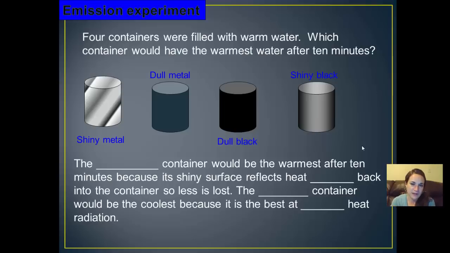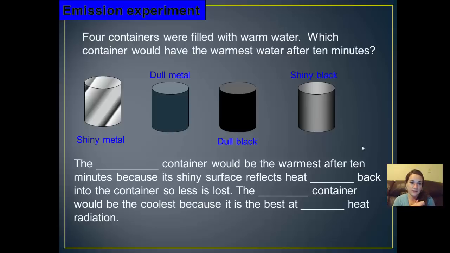So, while we're talking about radiation, there are a few things that come to mind. Think about absorbing and emitting radiation. So we're going to talk about emission a little bit. Basically what that means is that it can reflect or produce that heat.